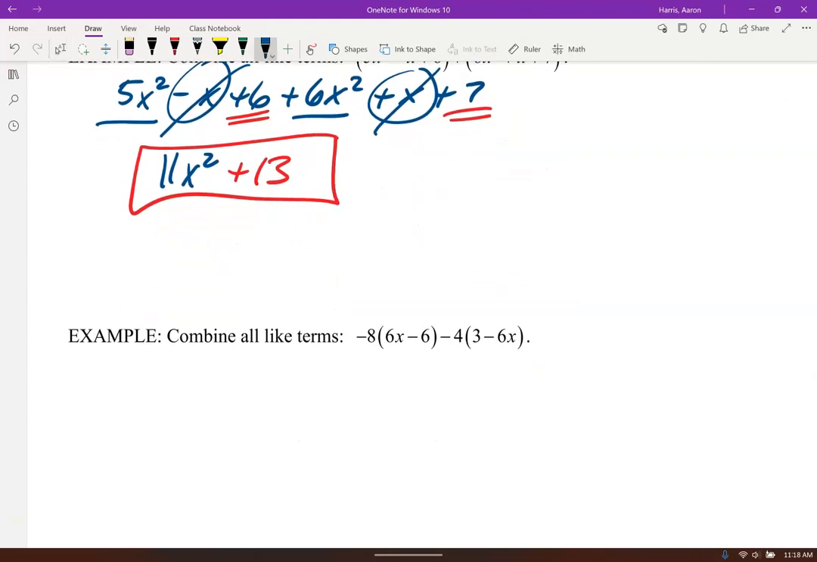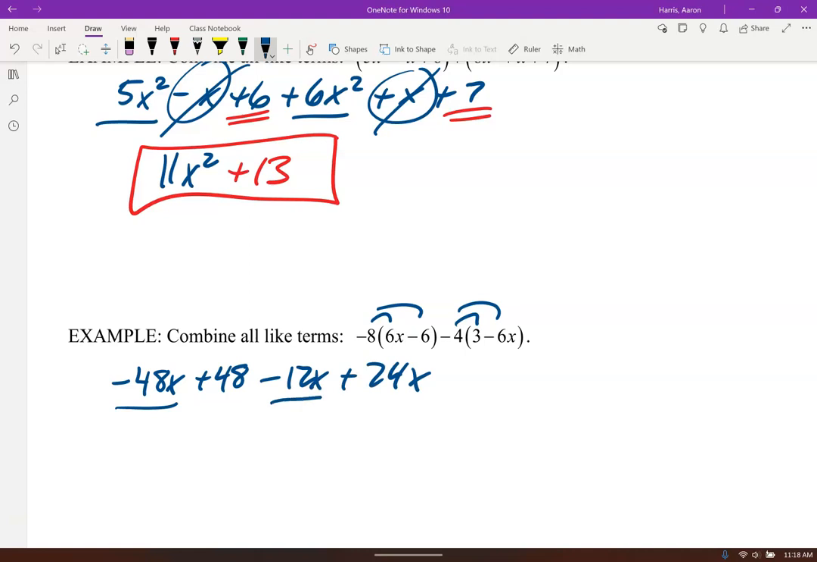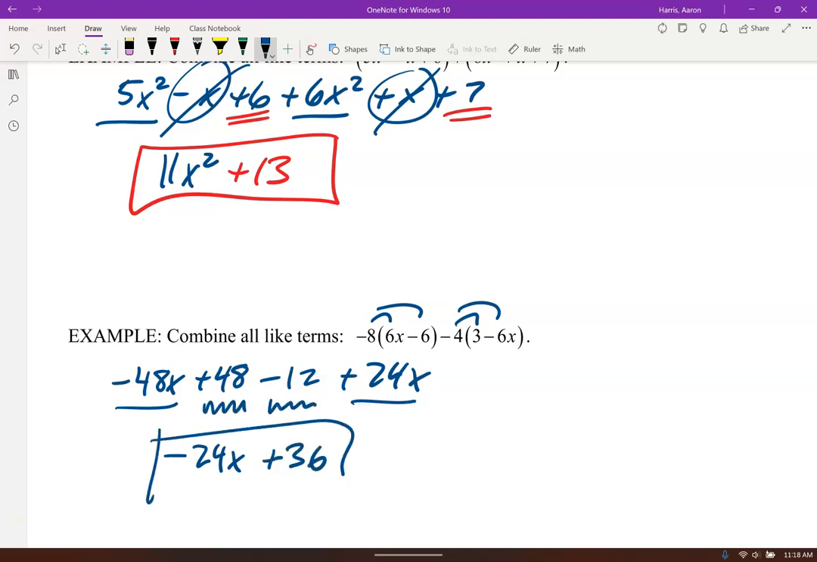Let's go ahead and distribute this one here and then combine like terms. Negative 48 minus 12. Oh, I'm sorry, that's not supposed to have an x with that. Whoops. That's negative 4 times 3, which is just negative 12. So negative 48x plus 24x is a negative 24x. And then we got 48 minus 12 is a positive 36.